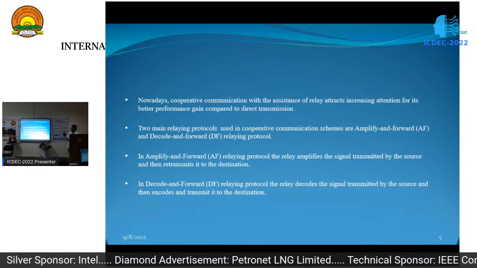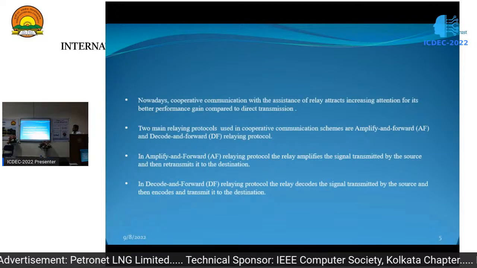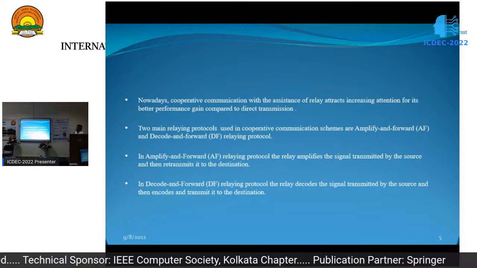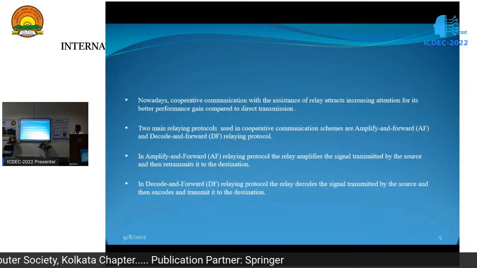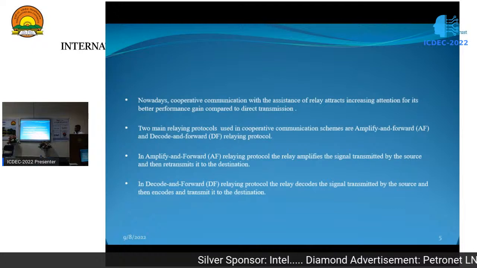decode and forward relay. In amplify and forward relaying, the relay amplifies the signal transmitted by the source and retransmits it to the destination. And in decode and forward, the relay decodes the signal transmitted by the source, then encodes and transmits it to the destination. In this work, I have used decode and forward.